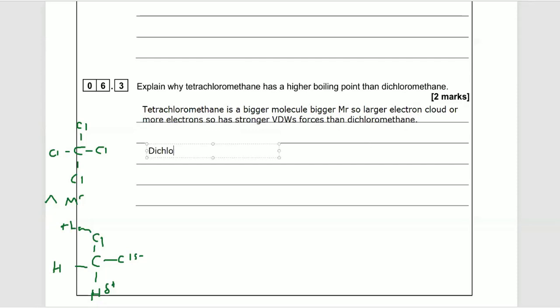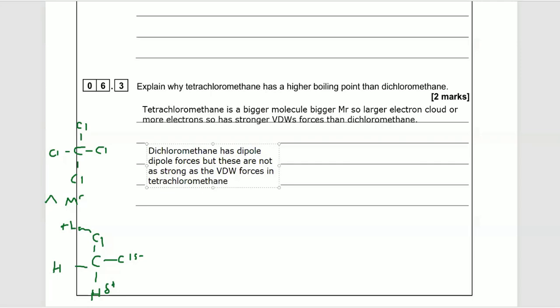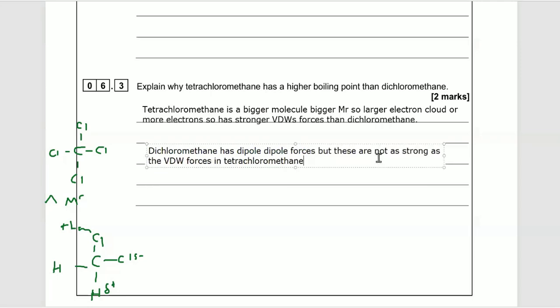Now, if you were to compare one dipole-dipole force to a van der Waals force, a dipole-dipole force is a slightly stronger intermolecular force. But due to the fact that the tetrachloromethane is so much bigger than the dichloromethane, the van der Waals forces in tetrachloromethane are stronger than the dipole-dipole forces in dichloromethane. And that's due to the amount of the van der Waals forces.